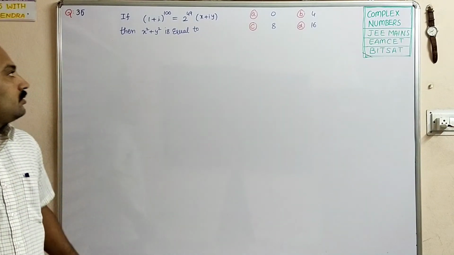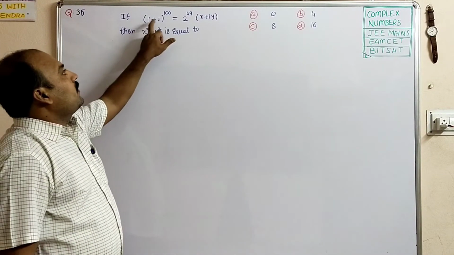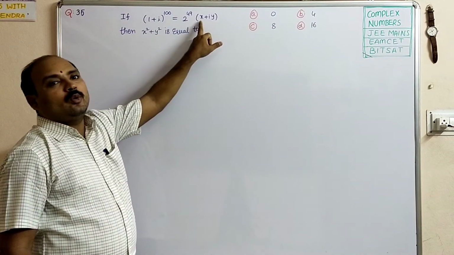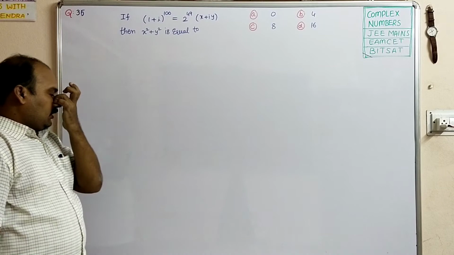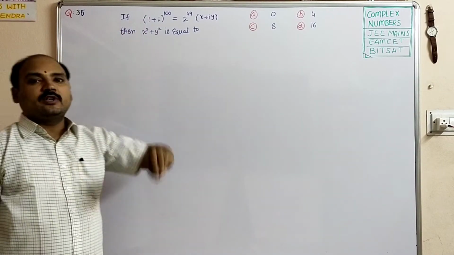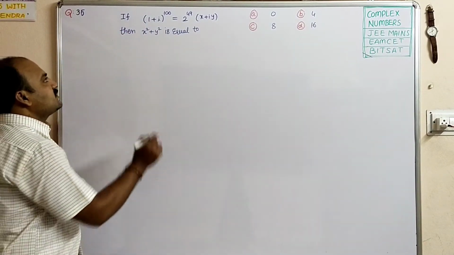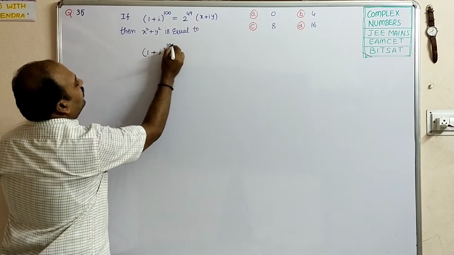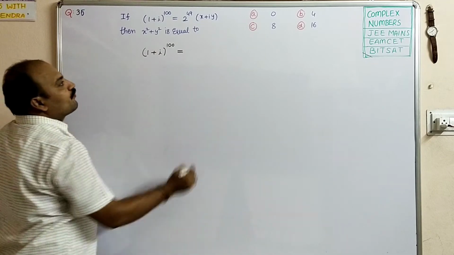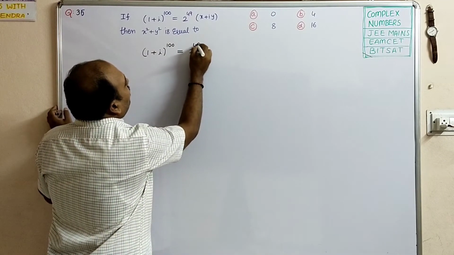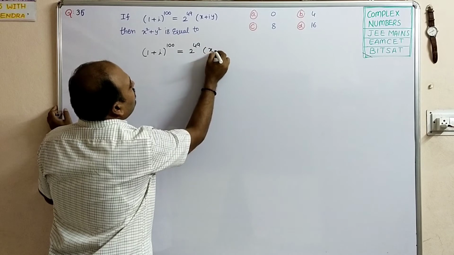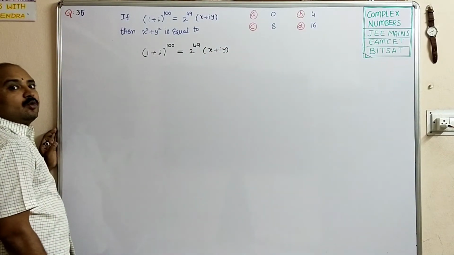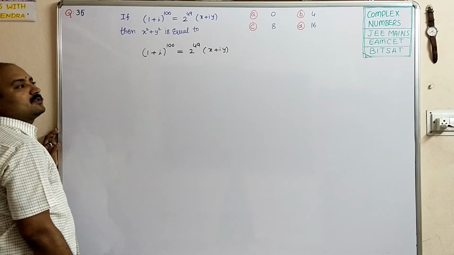The next question, 1 plus i whole power 100 equal to 2 power 49 into x plus iy. Then the value of x square plus y square equal to, see how to do is, given 1 plus i whole power 100 equal to 2 power 49 into x plus iy. They are asking x square plus y square.